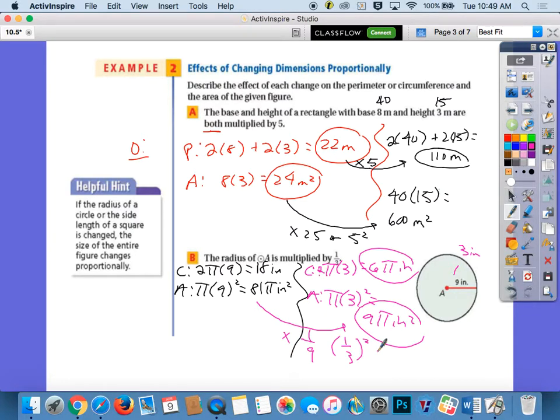Now, it's a little bit different here. If the radius or the side length of the square is changed, it changes it proportionally. The reason being, you only have one dimension here. Here, you have 2 dimensions, a base and a height. Here, I only have one dimension. My radius is what is a value. So that's why you only have one dimension to keep it proportionate when you're dealing with your circle.